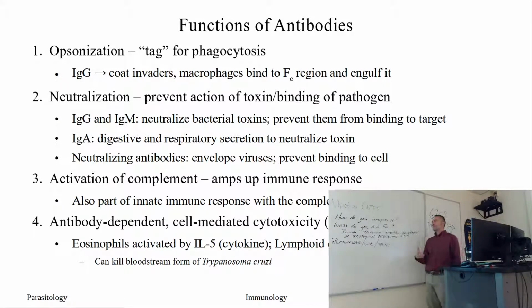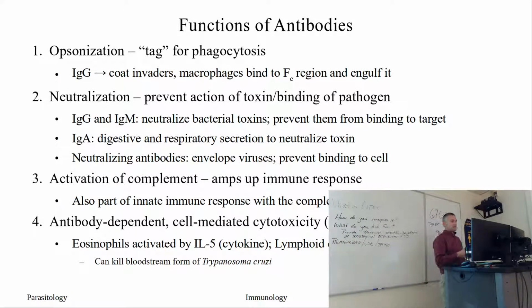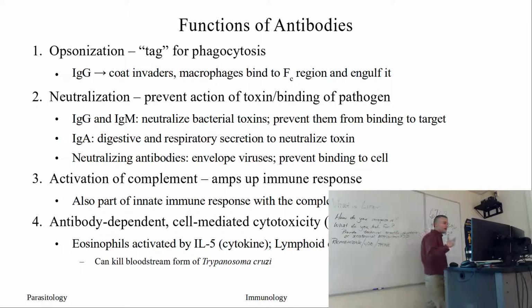Now, IgM and IgG neutralize bacterial toxins. IgA also blocks toxins, but they're typically restricted to digestive and respiratory systems. All right. If they are just generic neutralizing antibodies, they're going to be a mix of the different types. All right, and they'll be a percentage. They'll say some of these are IgM, some of these are IgAs, and so forth.